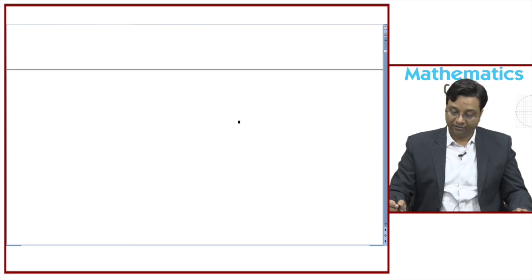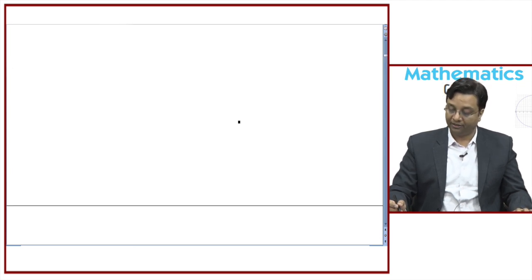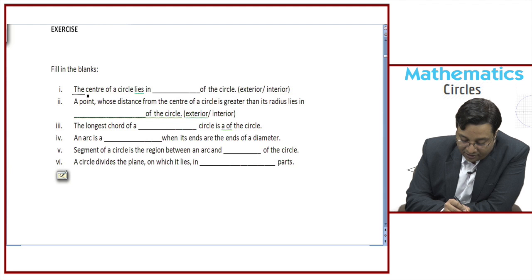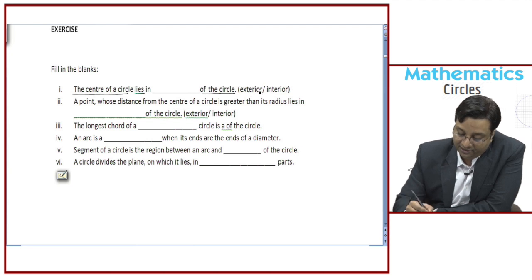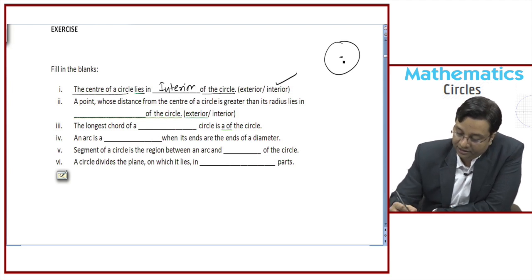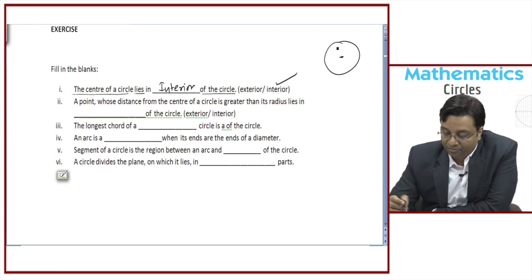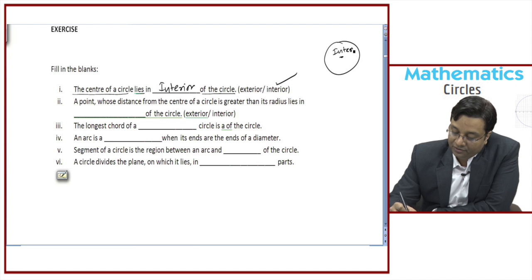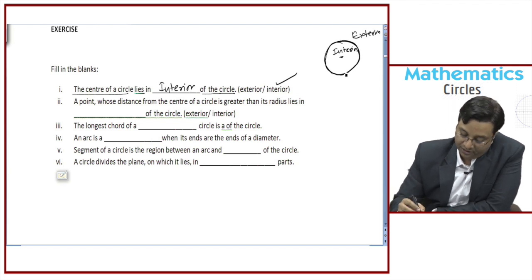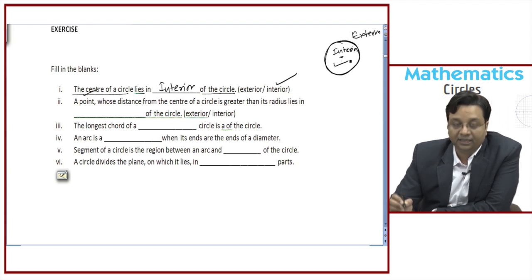Okay, so let us start with some questions so that we can learn about the circle a little more. Fill in the blanks. The center of a circle lies in dash of the circle. Does it lie inside the circle or outside the circle? It definitely lies inside the circle. So it is in the interior of the circle. A circle divides the entire space into three regions: the interior of the circle, the exterior of the circle, and the boundary of the circle. So the center of the circle is definitely in the interior of the circle.